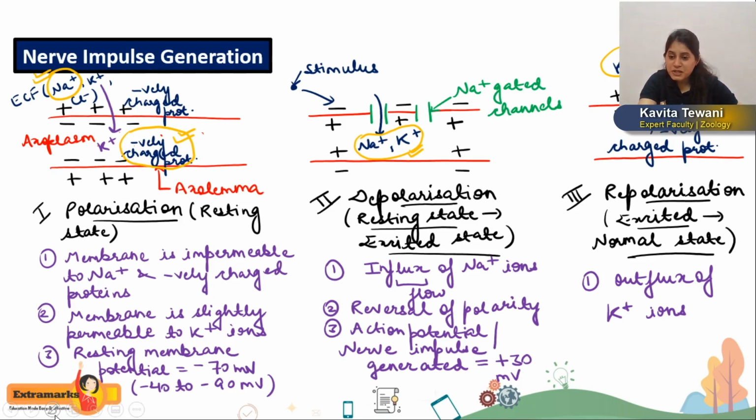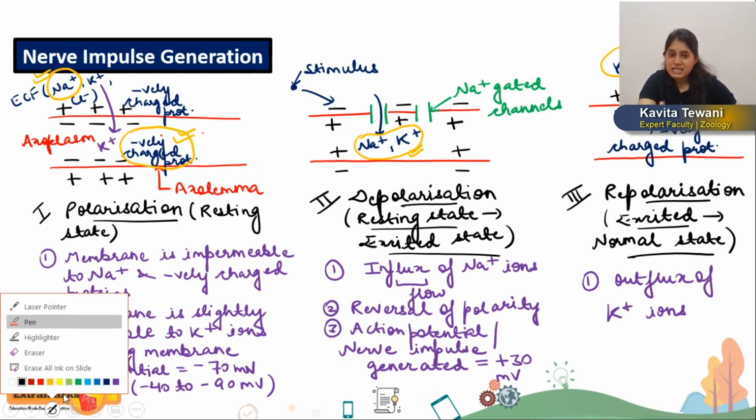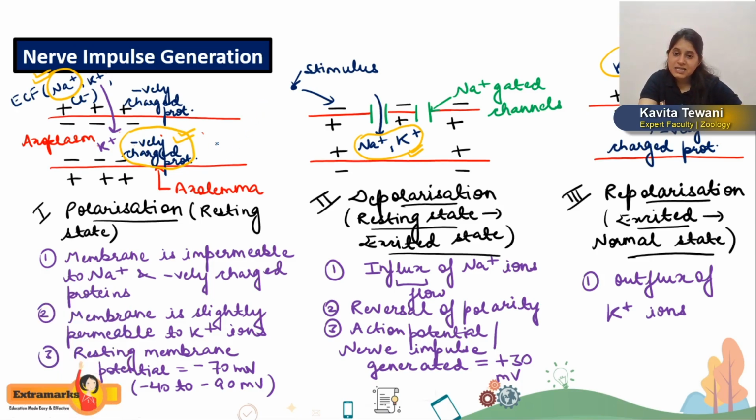And yes, you are absolutely correct, for correcting that, we need to have a pump. And that pump is called the Na plus K plus pump. First of all, you have to write active for sure. The reason I'll be telling you, don't worry. Active Na plus K plus pump.